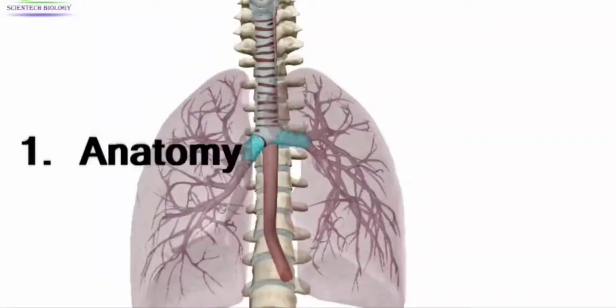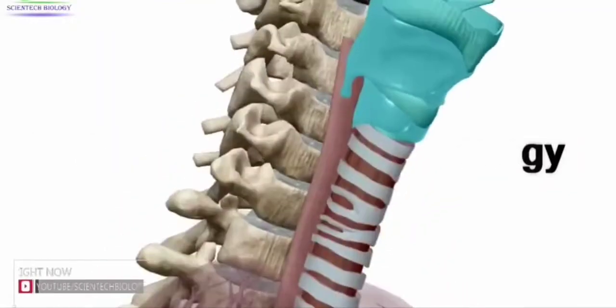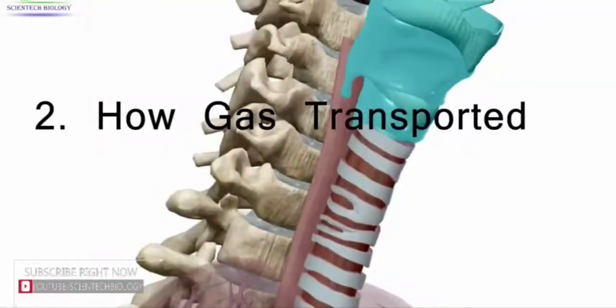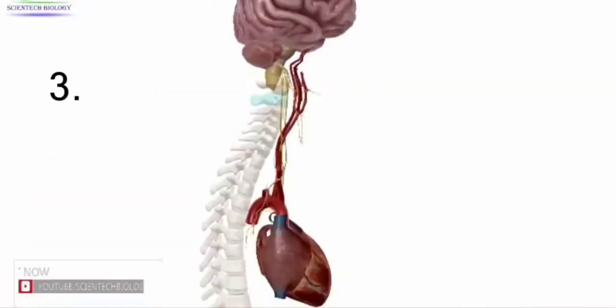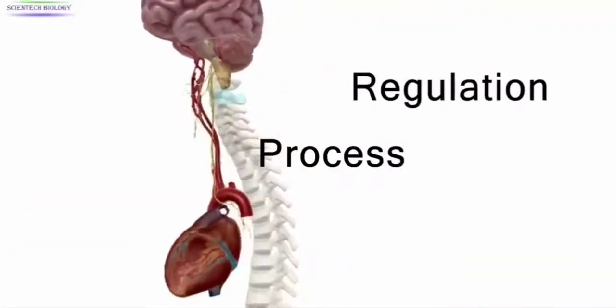In this video, we will first talk about the brief anatomy and physiology of the respiratory system. Then we will discuss how the gases transportation occurs. And later we will talk about how the respiratory regulation occurs in the human body.